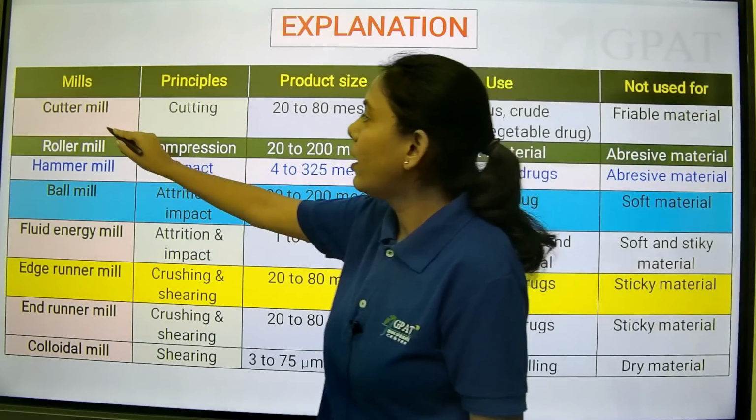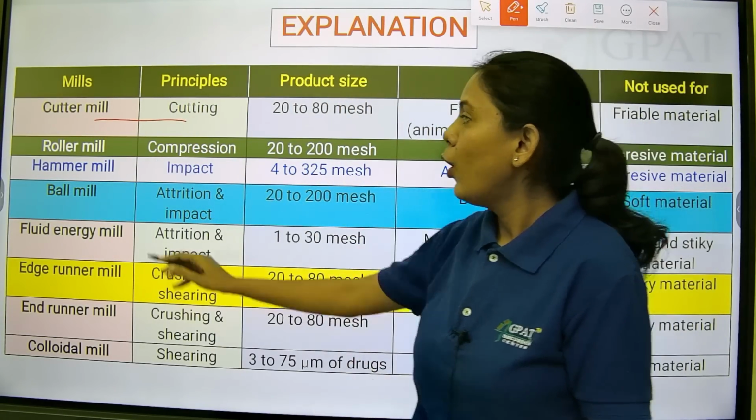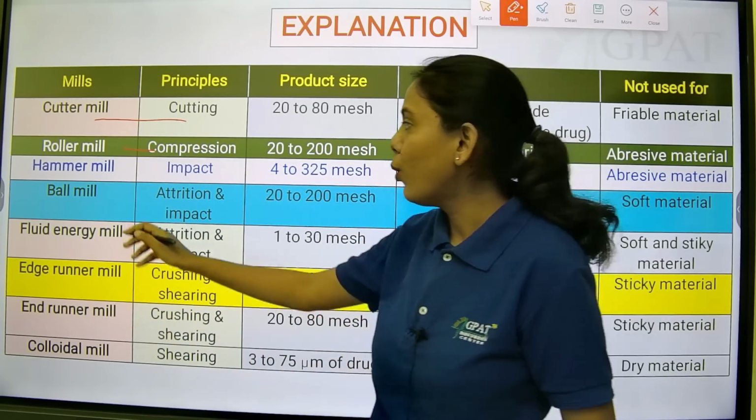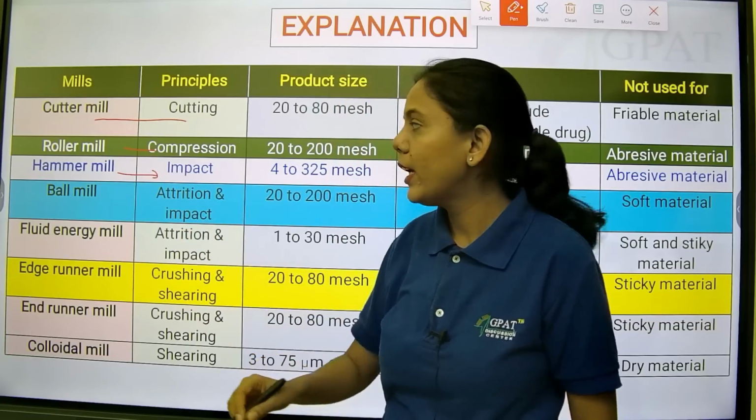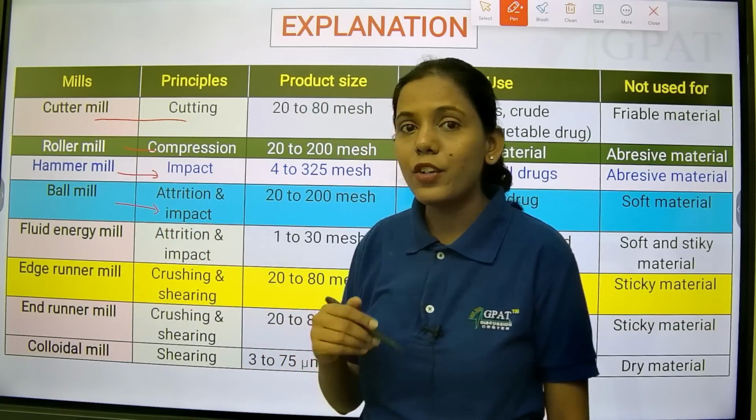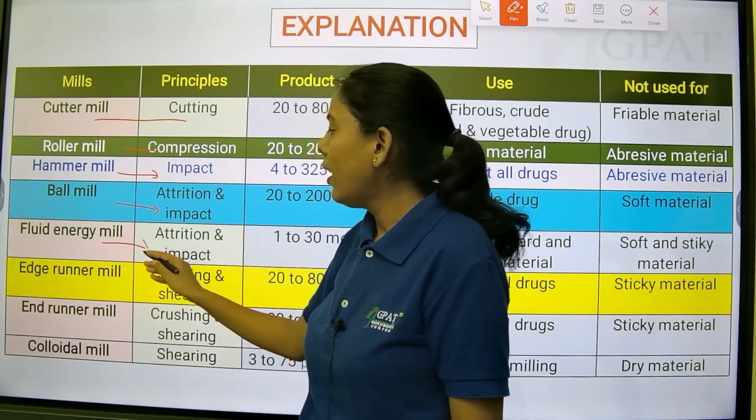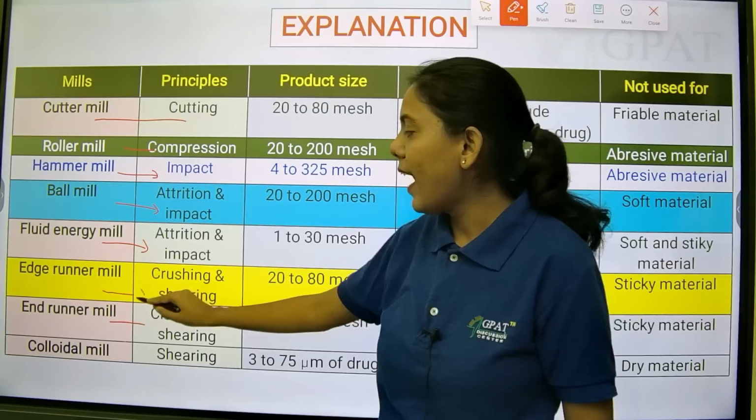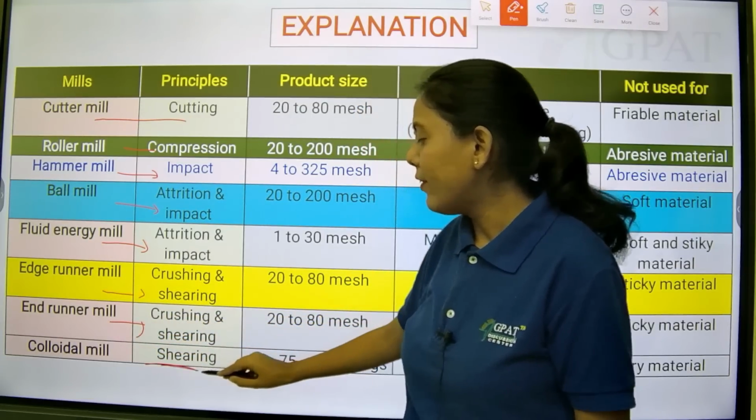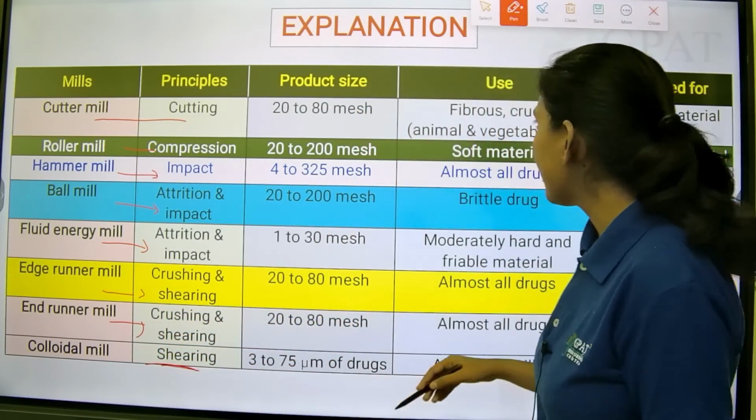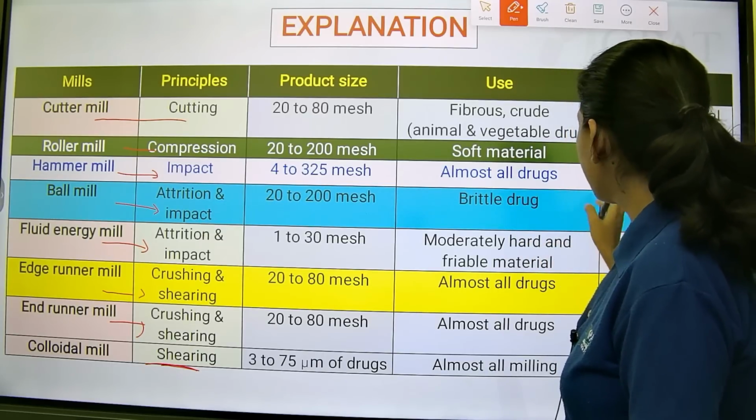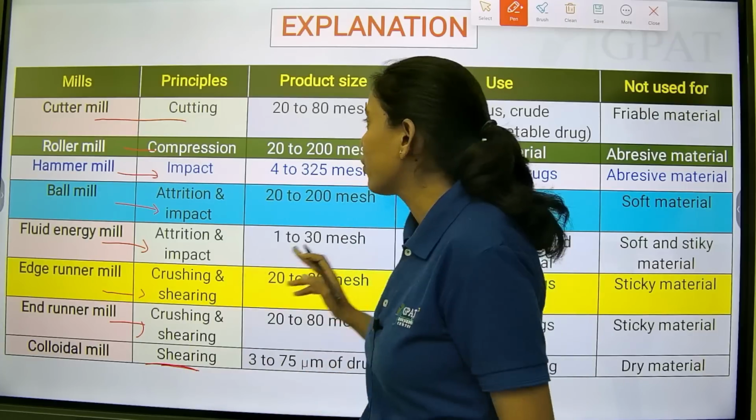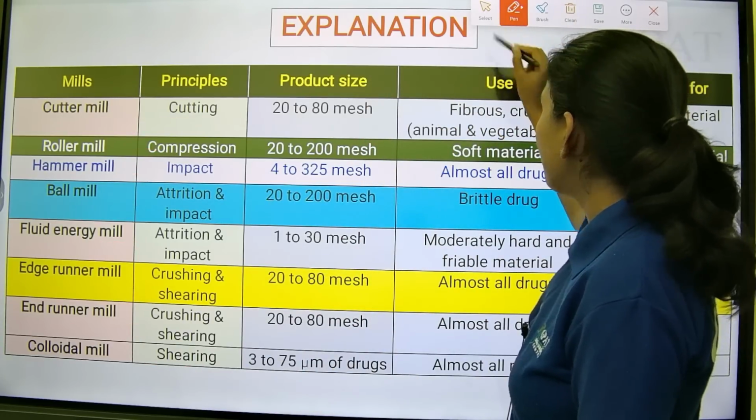Here you can see the cutter mill is for cutting action. Roller mill, compression; the particles get compressed between two different rolls. Hammer mill, impact will be there. Ball mill, impact and attrition both will be there. Fluid energy mill, again attrition and impact. Edge runner and end runner both have crushing and shearing. Colloidal mill has a shearing action. So this is the product size and their uses. Some mills are restricted to particular materials and cannot be used for different materials. So this is about different types of mills.